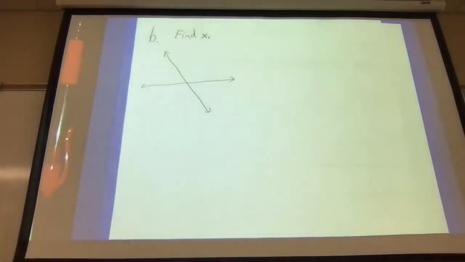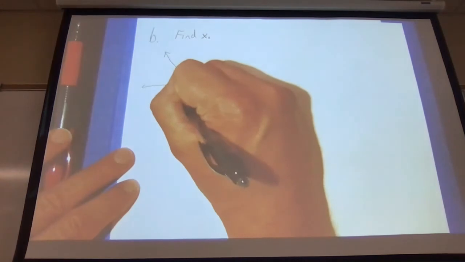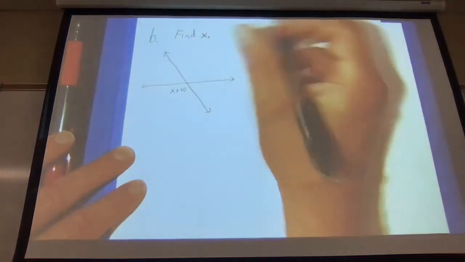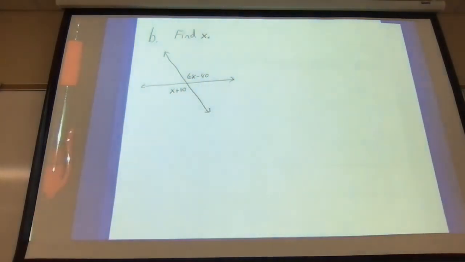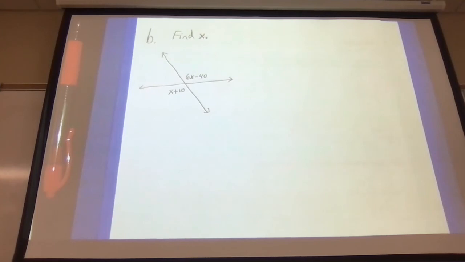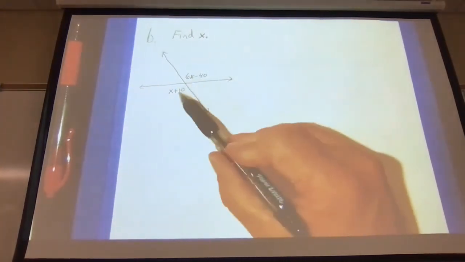And we're going to have two lines that intersect. And this one's a pretty quick one to do. They're going to give us just two angles. Down here we have an x plus 10. Up here we have a 6x minus 4.